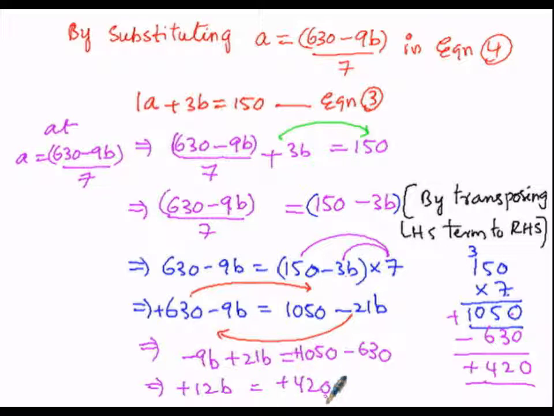So here 12b equals 420. The next logical step: between 12 and b there is a multiplication symbol, so when the multiplication by 12 is transposed to the other side, it will divide the right hand side, that is 420 divided by 12, which equals b. Therefore the next logical step is b equals 420 divided by 12. So that implies b equals 420 divided by 12.